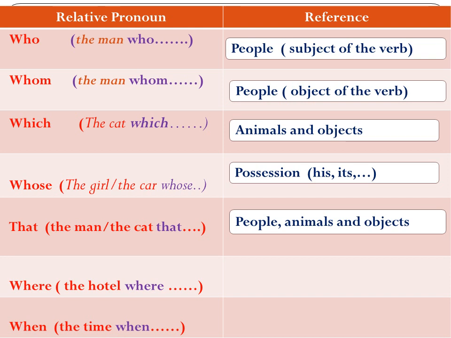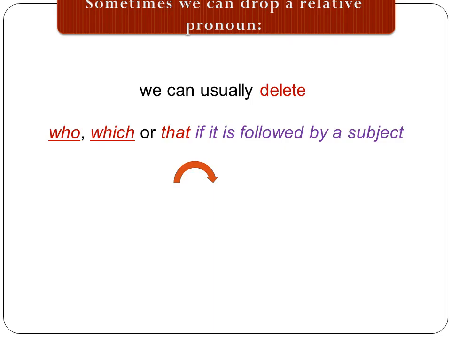Where, the hotel where. So here it refers to the place. When, as you can see here, it refers to the time. Sometimes we can drop a relative pronoun. Example, we can usually delete who, which, or that if it is followed by a subject.